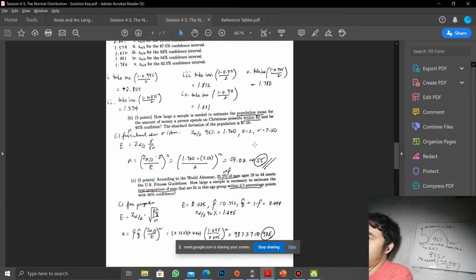Z-score is 1.96 kasi 95% confidence. Margin of error is 2 kasi nakasabi dyan. And sigma equals 7.5. Solve everything, you'll get 54.02 or 55.